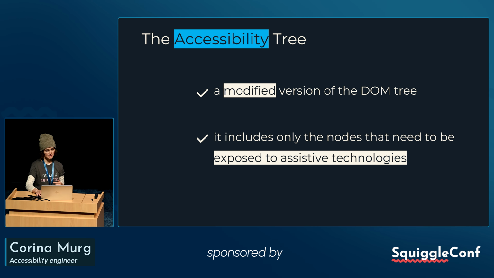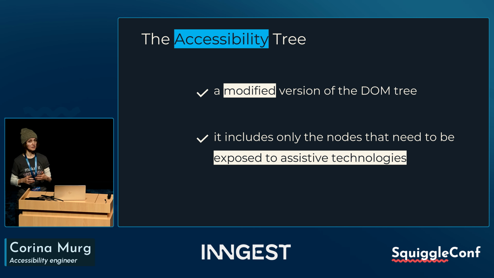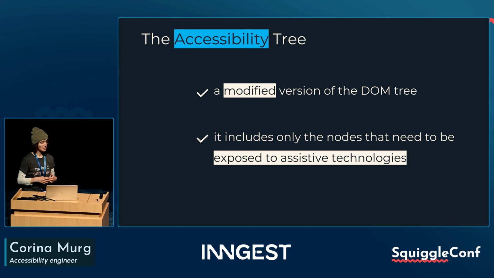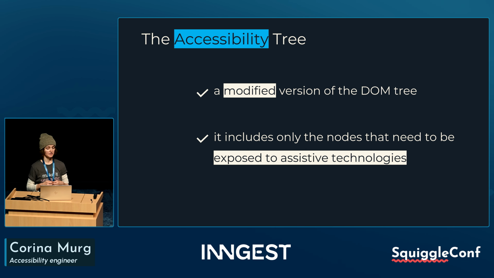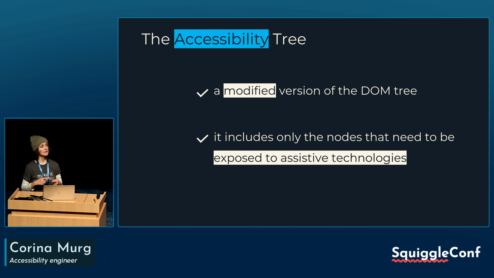So what is the accessibility tree? It's a modified version of the DOM. Just like the DOM, it's built at render time, but it only includes the nodes that need to be exposed to assistive technologies. Assistive technologies are hardware or software that some disabled users need to interact with the web. So for example, a blind user needs a keyboard and software called a screen reader.